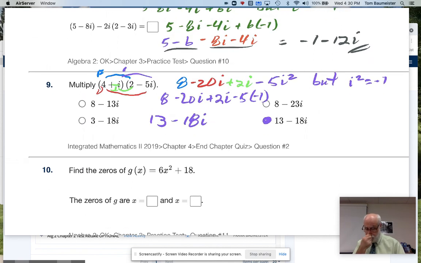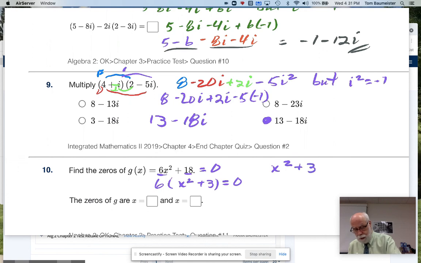All right, find the zeros for number 10. Again, when it says find the zeros, we set it equal to 0. On this one here, is there something that I can factor out that is in common in both of those? You told me yes, it's 6. So we have 6 times x squared plus 3 in parentheses. Again, when I divide both sides by 6, 0 divided by 6 is 0. So our answer is x squared plus 3 is equal to 0. I'm going to subtract the 3 now, so x squared is equal to negative 3.